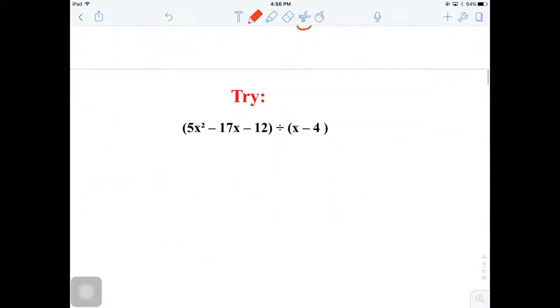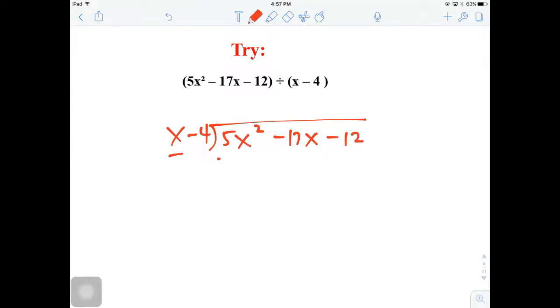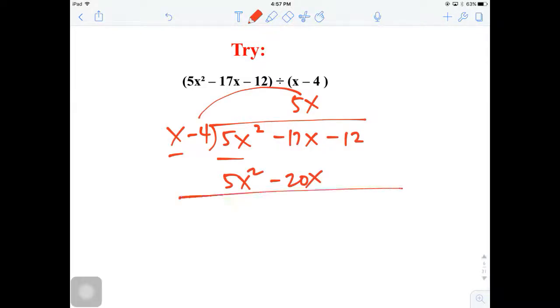Now we're going to try another one together. Again, the first step is to write the dividend inside the bracket: 5x squared minus 17x minus 12, and the divisor outside. The first step again is to compare: x times what gives me 5x squared? I need a 5x, and I'm going to distribute that. So 5x times x is 5x squared, and 5x times negative 4 is negative 20x. I'm going to subtract next by changing the signs on the bottom.